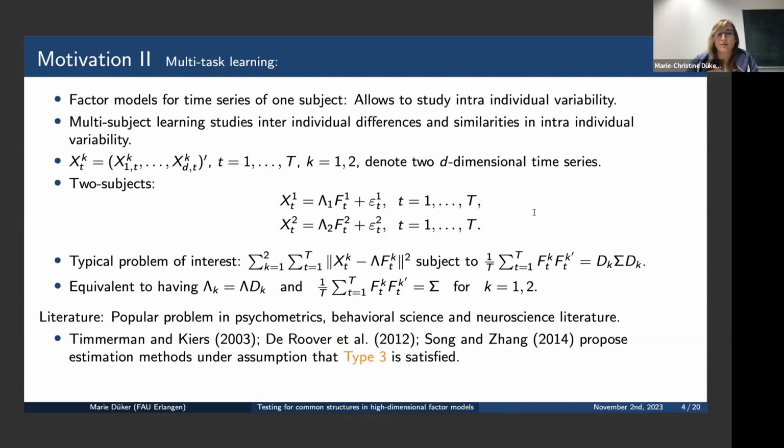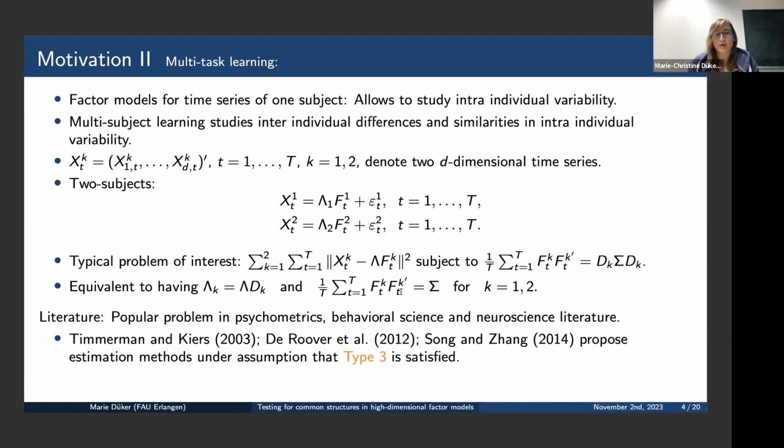And again, this kind of problem of interest here is equivalent to having this kind of representation of our loadings. So it could also be considered as a change in the loadings, but a structure change in some way, because we have a similar loading matrix, or the same loading matrix lambda, but transformed by some matrix dk, which is allowed to differ from individual to individual. So this way we can reformulate this objective function and have a different constraint, basically.